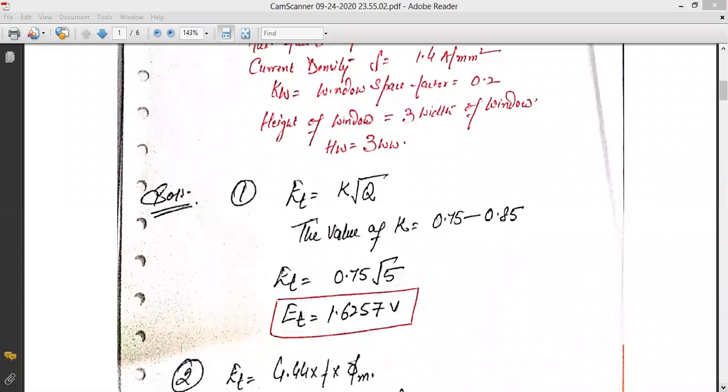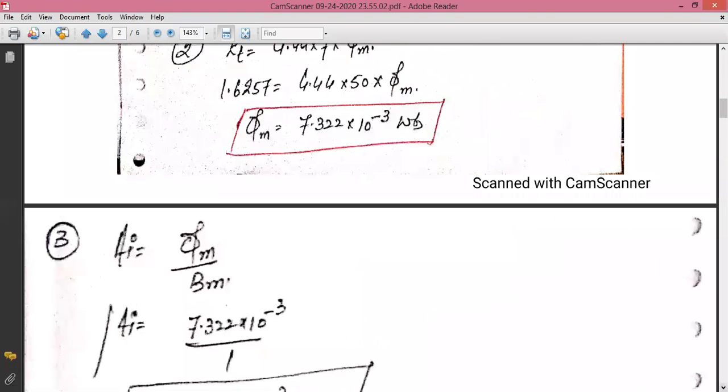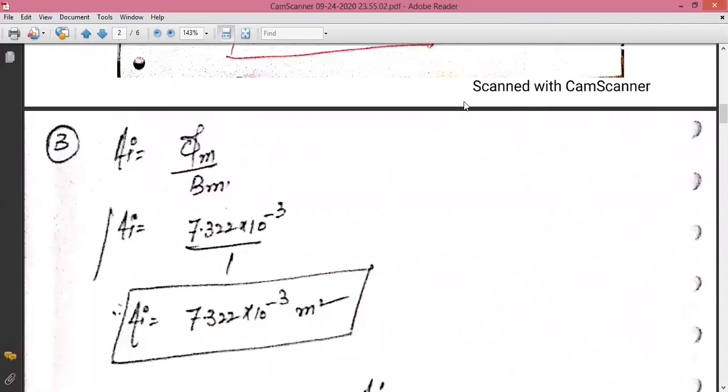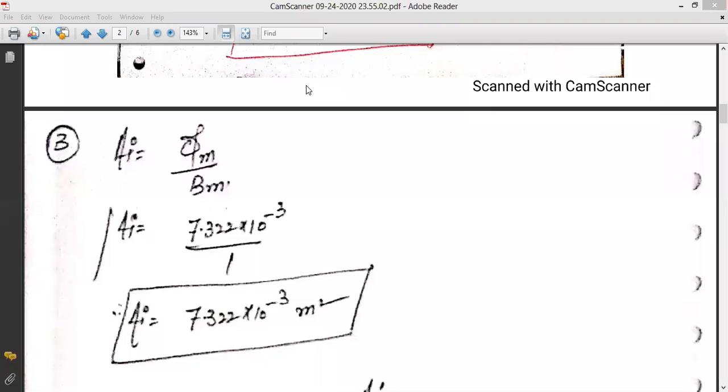So if you see your step number 3, your net iron area will be equal to 7.322 into 10 to the power minus 3. Clear?